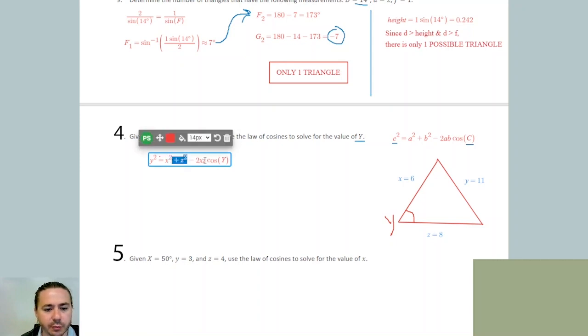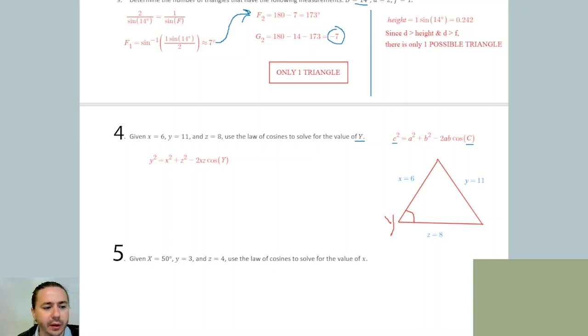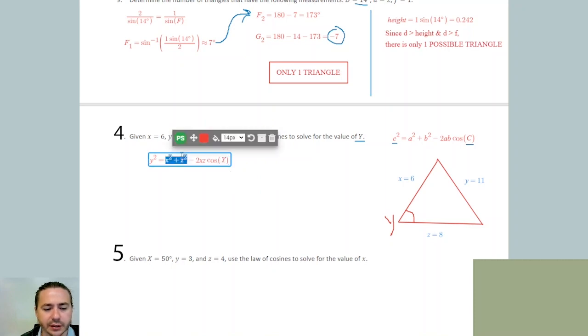Both addition and multiplication are commutative, so the order here doesn't matter. Just make sure that these two sides are not the ones opposite of the angle you're searching for. So now we need to solve for angle y. That's going to require us to subtract both of these two terms over to the left-hand side and then divide by this negative 2xz.